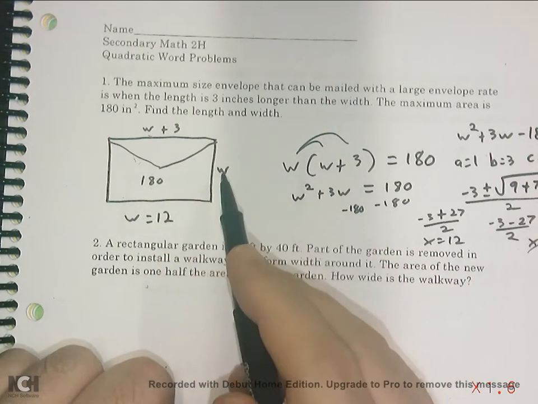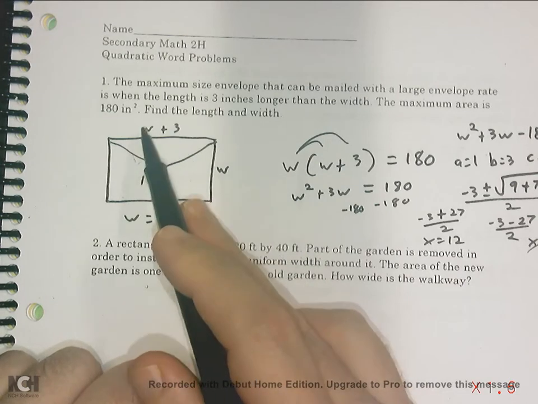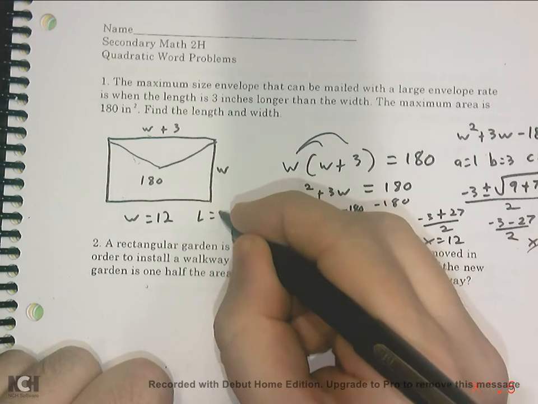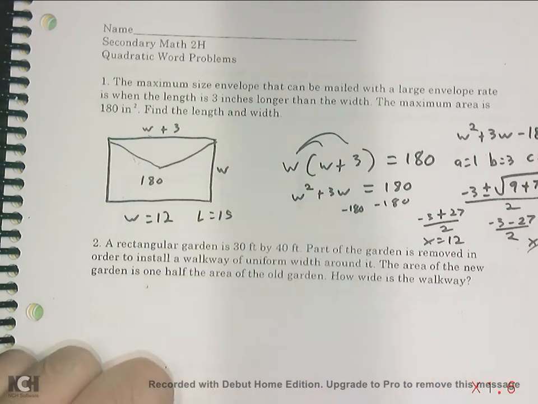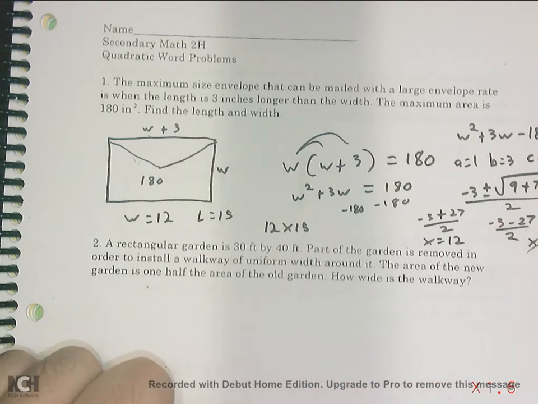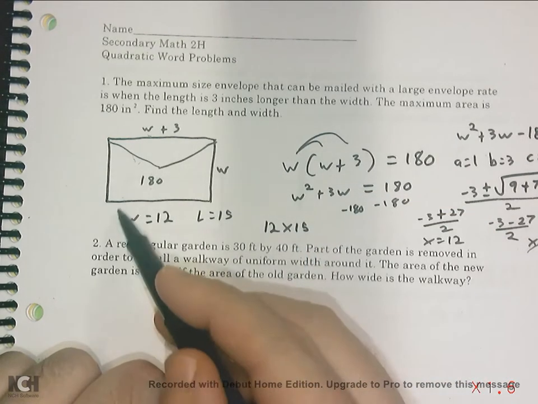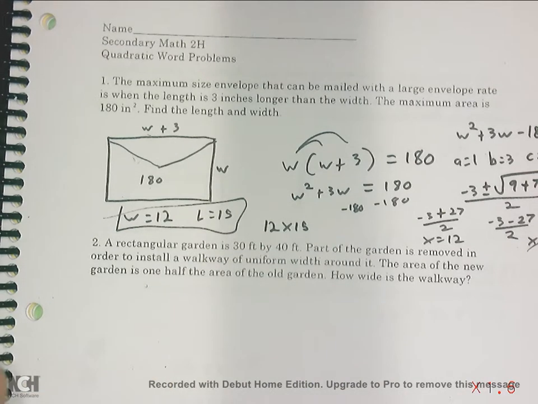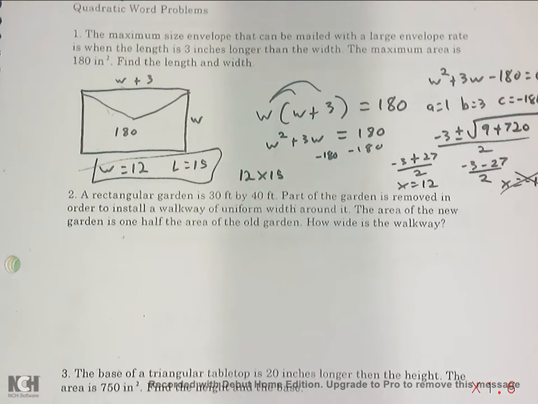And my length is 3 inches longer. 12 plus 3 is 15. So the length would be 15. So the dimensions of that envelope would have to be 12 by 15. Okay? But that would be my answer right there. Not too tough, right? This next one's going to be a thinker.